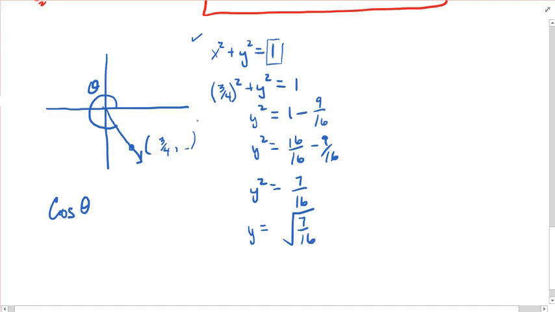Now, is it going to be positive or negative in the fourth quadrant here? Well, the y has to be negative, doesn't it? So it looks like if we have an x-coordinate of 3/4, we would have a y-coordinate of negative root 7 over 16, or negative root 7 over 4. Okay, so let's write that in there. Over 4. You guys with me so far?